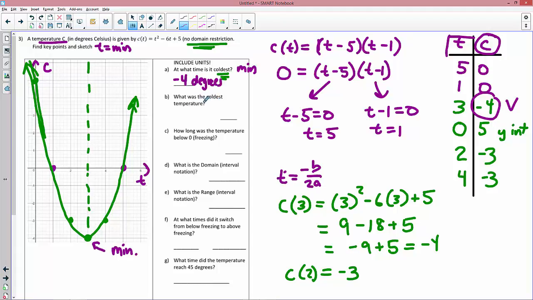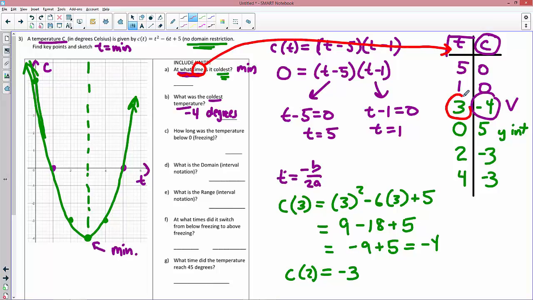Okay. I'm sorry, I messed up. That's this problem here. I don't know why I skipped that one. What was the coldest temperature? I'm sorry, this said at what time? See, I made the same mistake. I read it too quickly because I'm rushing. At what time is it coldest? So they want time. Time is t. They're looking for the t value. So that's 3 seconds. So even your teacher who's been teaching for 18 years can make the same mistake you can if you rush and you don't read it carefully, which is what I did.